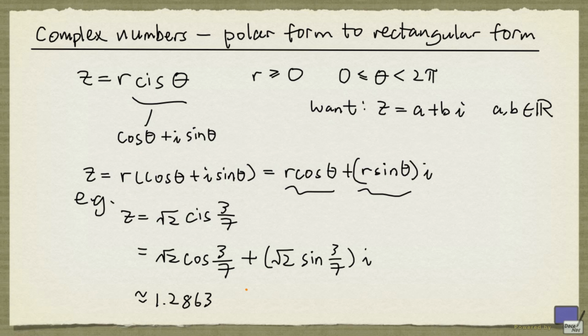1.2863. And if you use the calculator for the sine part, this will be roughly 0.5877 times i. And that's the rectangular form for z, with real and imaginary parts rounded to 4 decimal places.